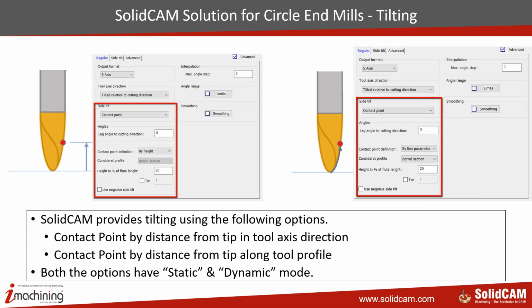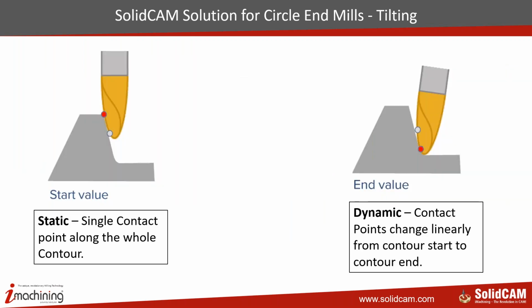SolidCAM offers a completely different solution for tilting. We can define which point of the tool will be in contact with the surface. This point can be defined by a percentage, or it could be defined as a distance from the tip, or it could be defined as a percentage distributed over the barrel profile. And the point can be a static point. It can be the same point throughout, or it could be dynamic. You can start at 50% and you can go up to 15% of the barrel profile, and the tilting will automatically adjust accordingly.